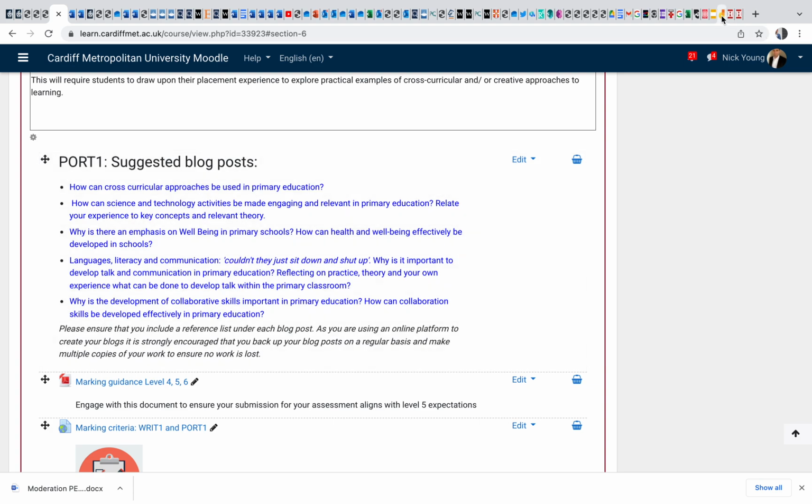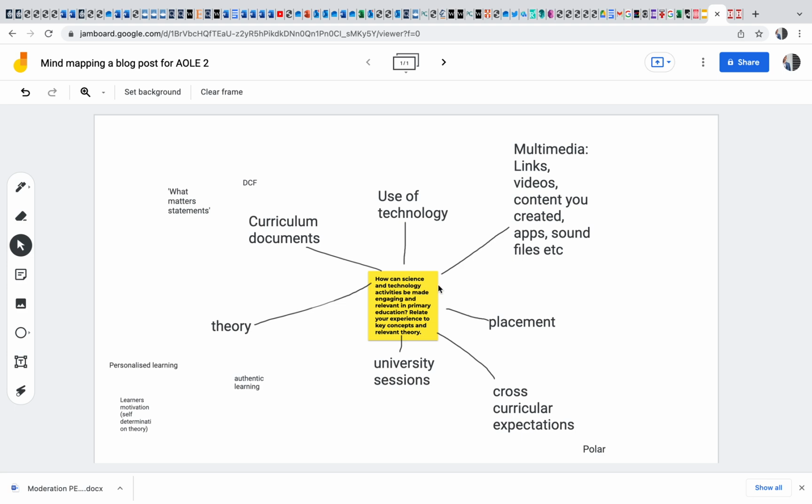Okay, so this is the question: how can science and technology activities be made engaging and relevant in primary education? Relate your experience, key concepts and relevant theory. What we're looking for you to do here is think about the structure. Think about that introduction, signposting to the reader what is going to follow within the main body of your blog. So it's quite like an essay.